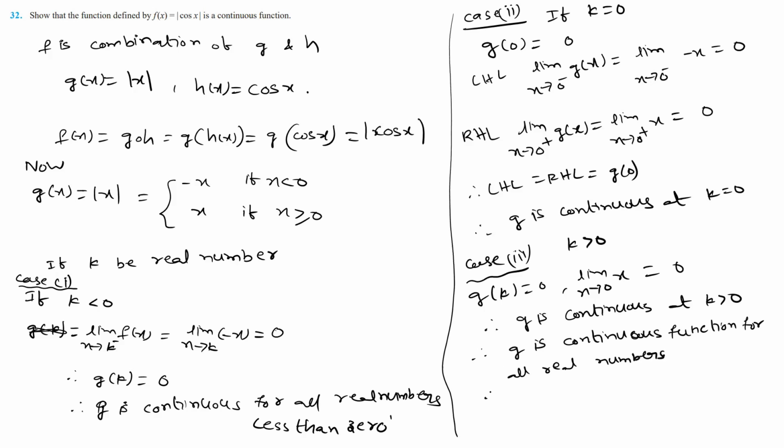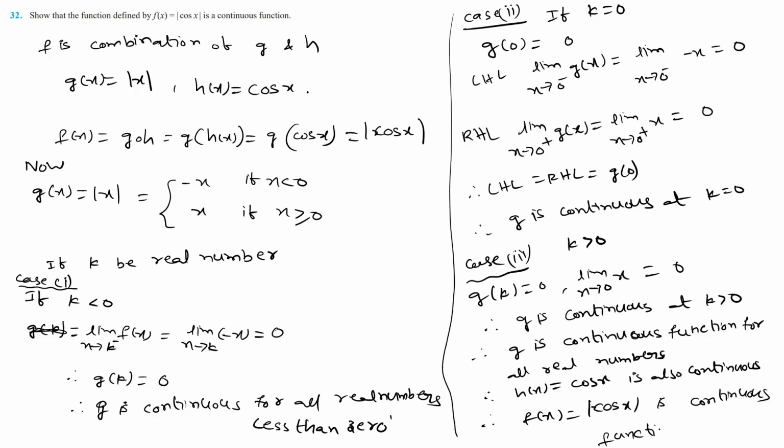Okay, so next one is h of x is equal to cos x. We know that cos x is also a continuous function. Therefore, f of x is equal to modulus of cos x is a continuous function.